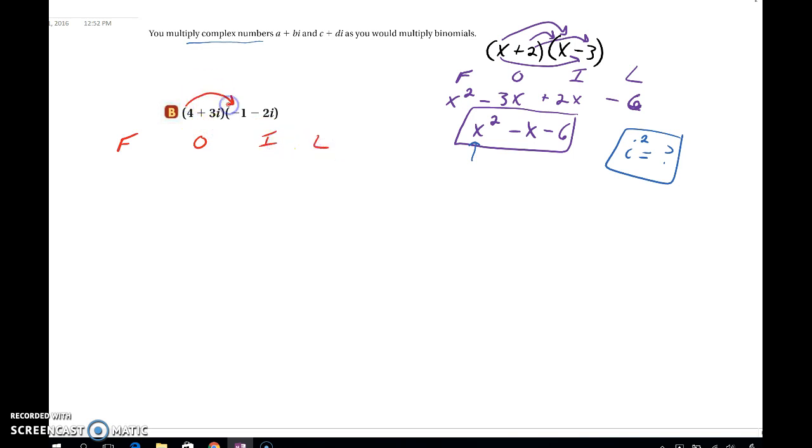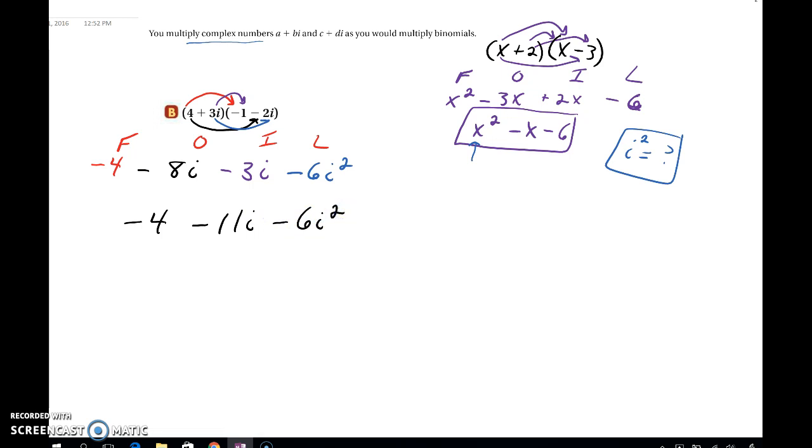Our first times our first, that gives me minus 4. Our outer times our outer, that gives me minus 8i. Our inner times our inner, which then will give me minus 3i. And our last times our last, which is then going to give me minus 6i squared. Right? Nothing changes. We will combine like terms. So we get negative 4 minus 8i minus 3i is minus 11i minus 6i squared.